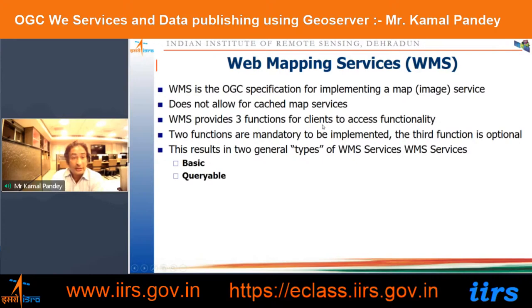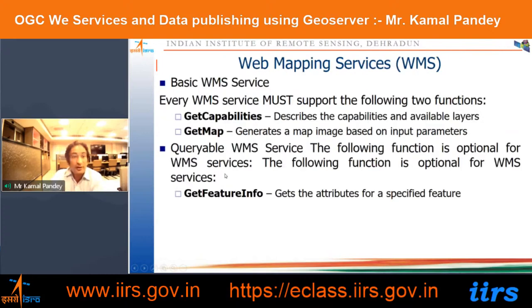It provides basically three main functions for the client to access the functionality. What are those three functions? We will see. Two functions are mandatory to be implemented, and the third one is optional. So this results in two general types of web services. What are those two web services? A basic web service or a queryable web service. This optional part, if it is added to the basic part, it becomes a queryable service.